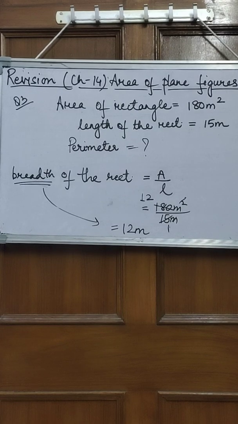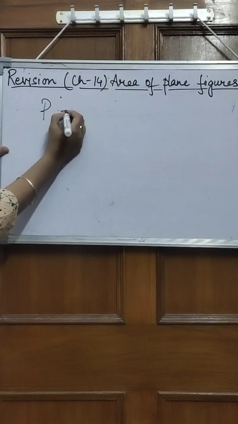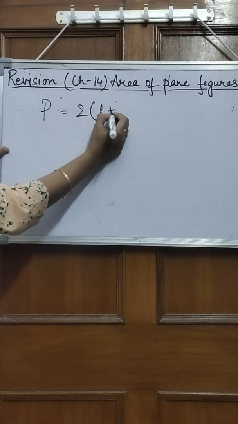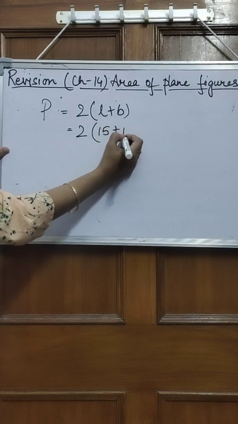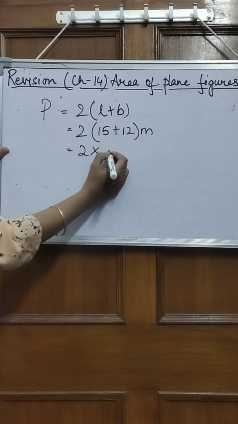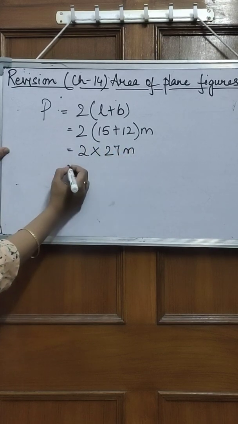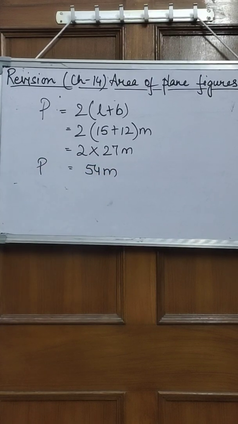So length is 15 and breadth is 12. So now we can find out the perimeter of the rectangle. Perimeter of the rectangle, I'm only writing P right now, is twice L plus B. So twice 15 plus 12 meter. So it's 2 into 27 meter, and this will be 54 meter. So perimeter of this rectangle is 54 meter.